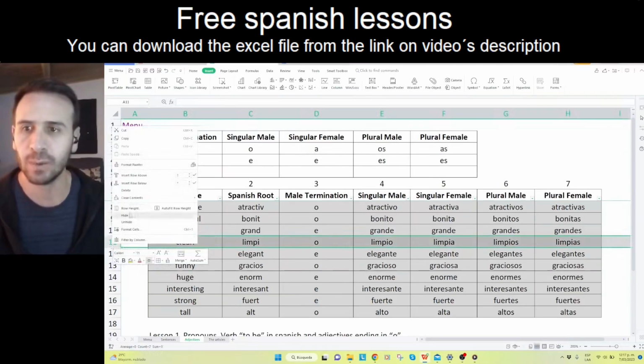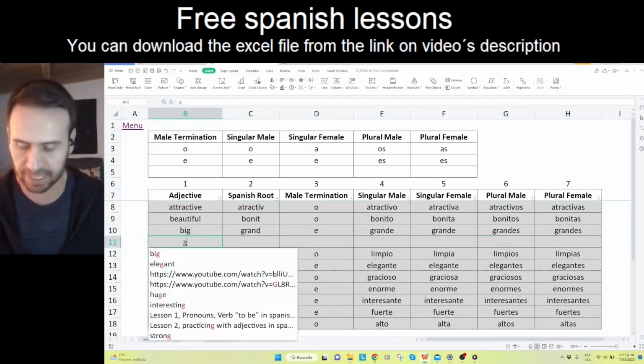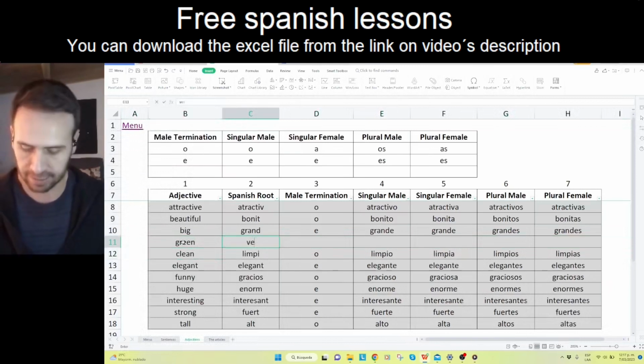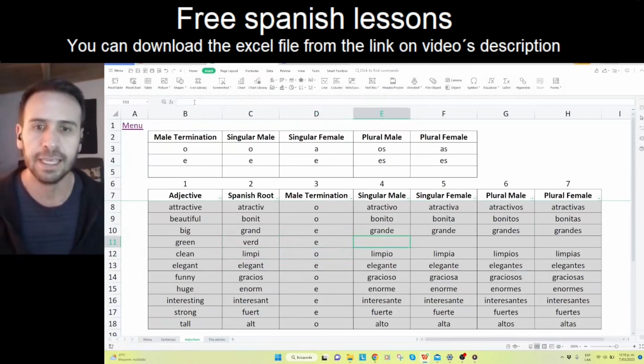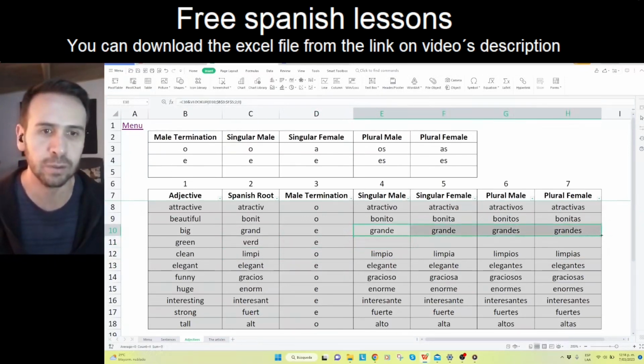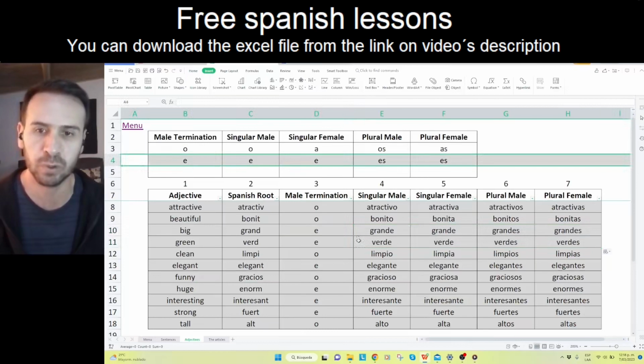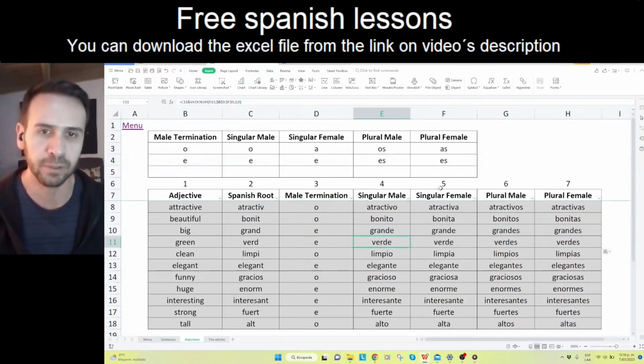So let's add one line here and write down green and write down verde here. Following the rule, you remove the E and put the E here. If you drag the formula down, it will bring you the corresponding terminations for this line, which corresponds to the rule where the male termination is E, verde. So you use verde for singular male and female, and verdes for plural male and female, verdes.